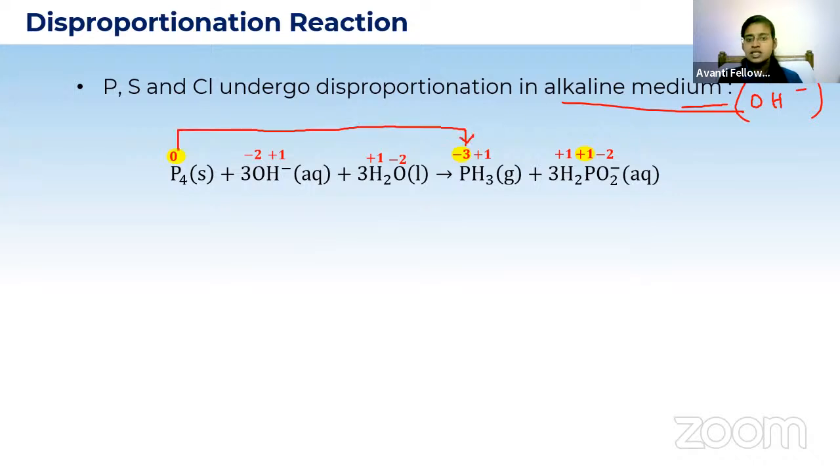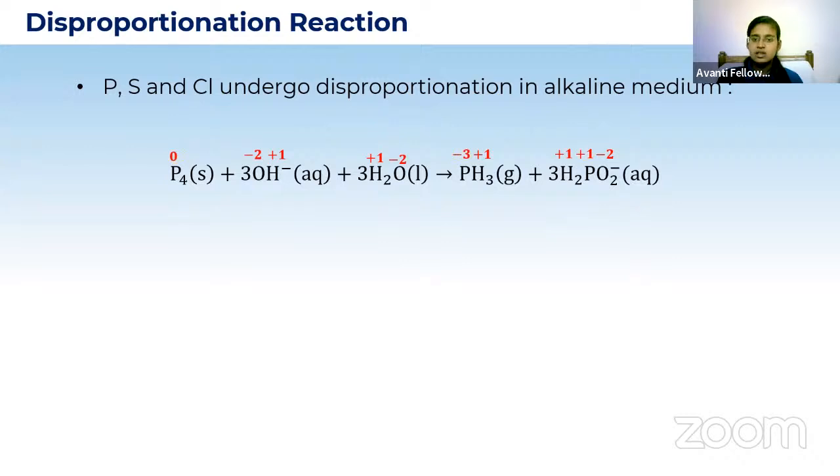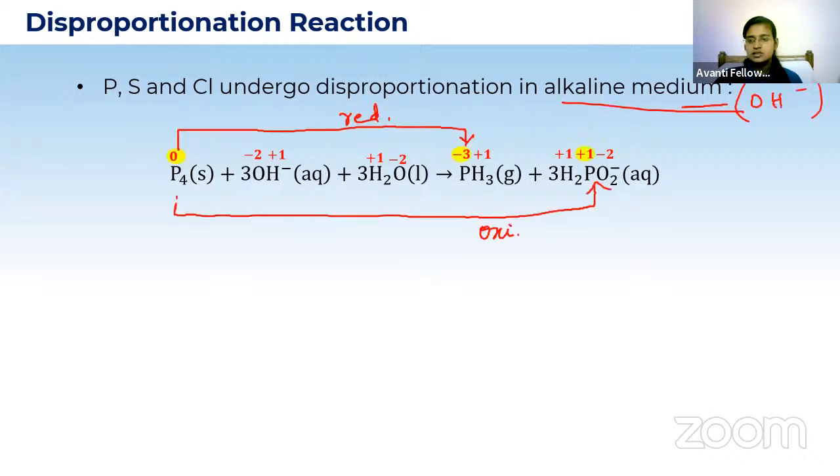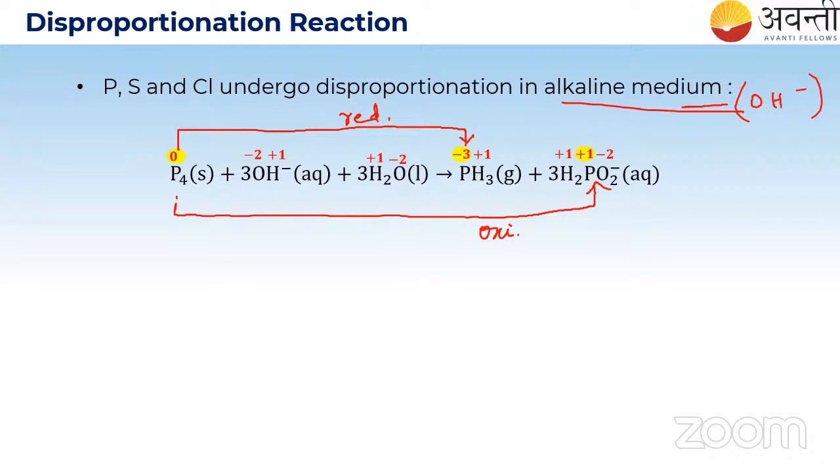0 to -3 means reduction. And here, 0 to +1 means oxidation. So phosphorus is getting reduced and also getting oxidized. So it is an example of a disproportionation reaction. Understood, students? Any doubt? Do you guys have any doubt here?